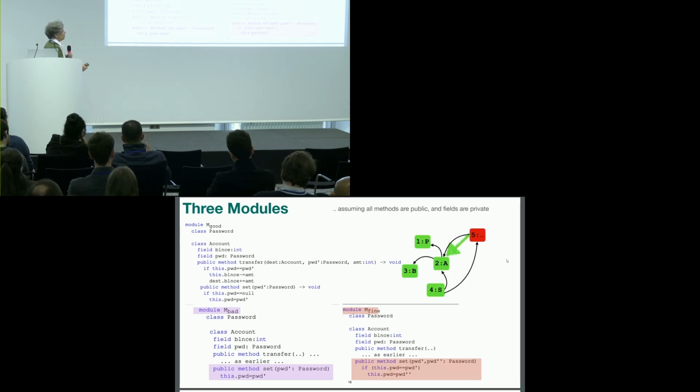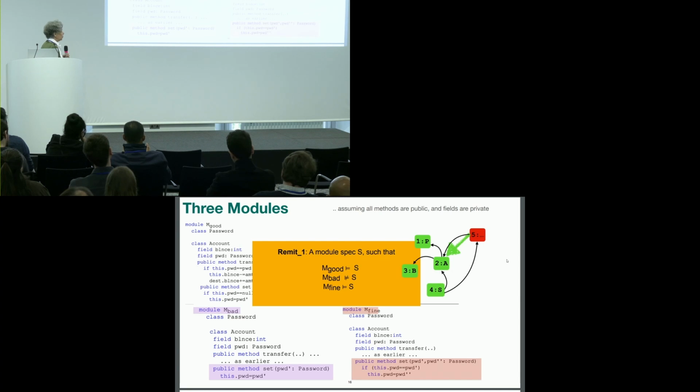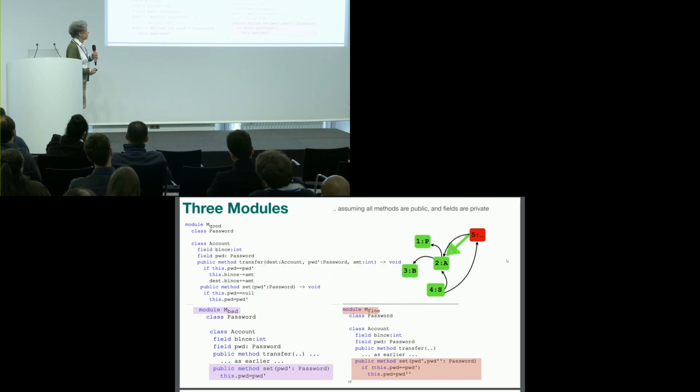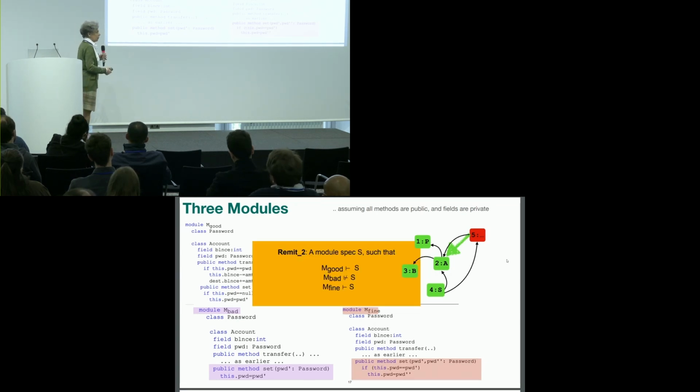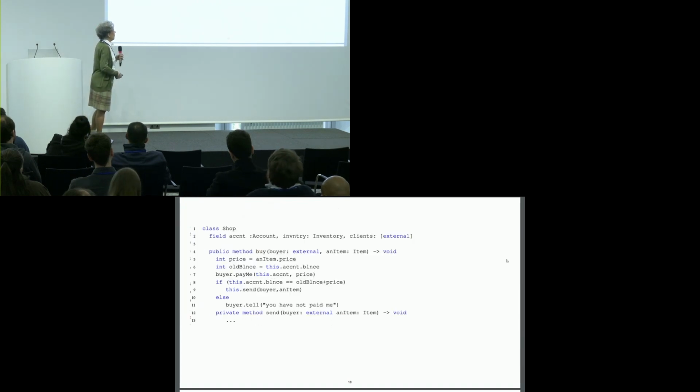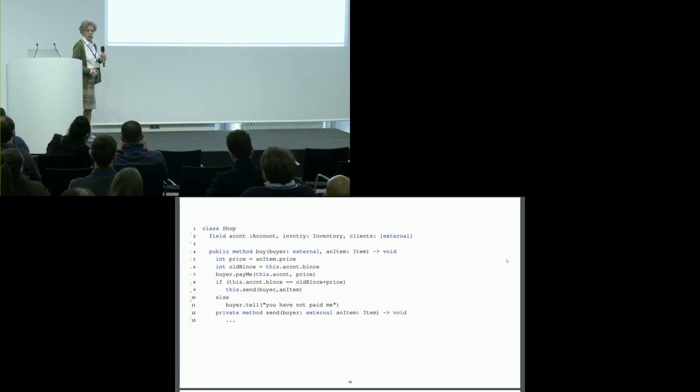So here is our diagram again. And what we would like is a specification language that would allow us to distinguish between the good modules, the good and the fine, and the bad one. Secondly, I want to be able to prove that indeed the first and the third module satisfy that specification, and the second one doesn't. And thirdly, I want to deal with external calls.